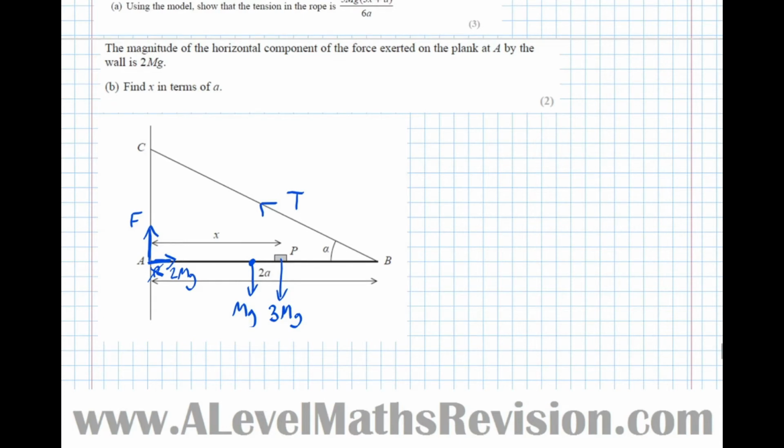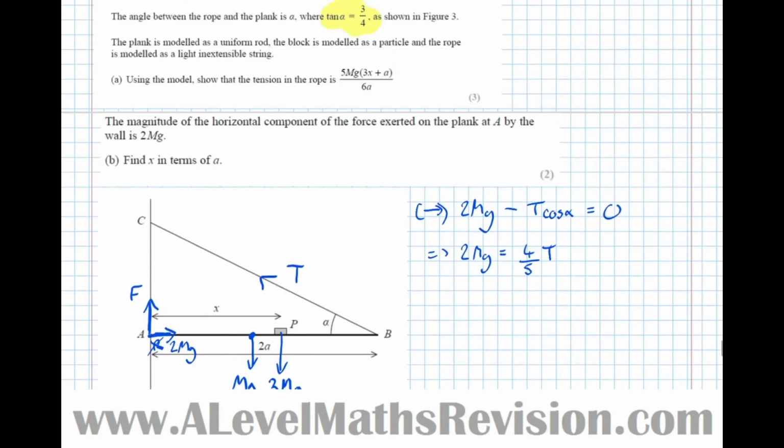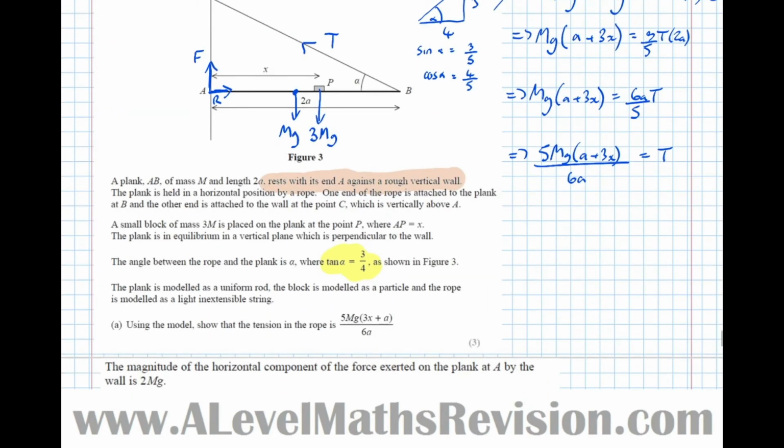So now if we resolve horizontally, again it's in equilibrium, so the forces going right, which we're treating as the positive direction, are 2mg, and the forces going left are T cos alpha, and we know that that's equal to 0. So that implies that 2mg equals, and T cos alpha would be 4/5 T. So now we've got two simultaneous equations.